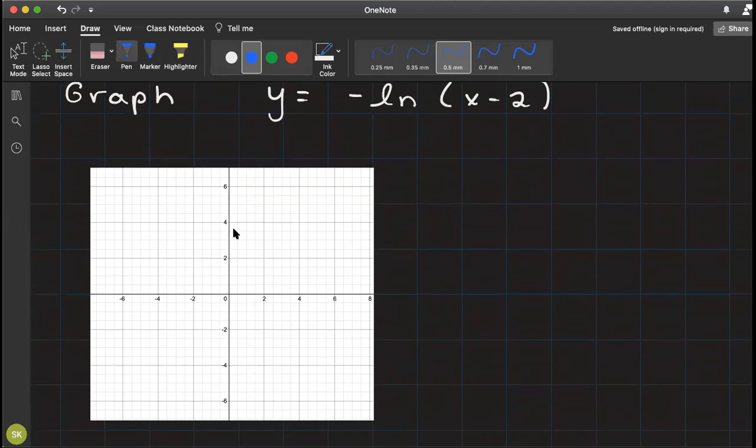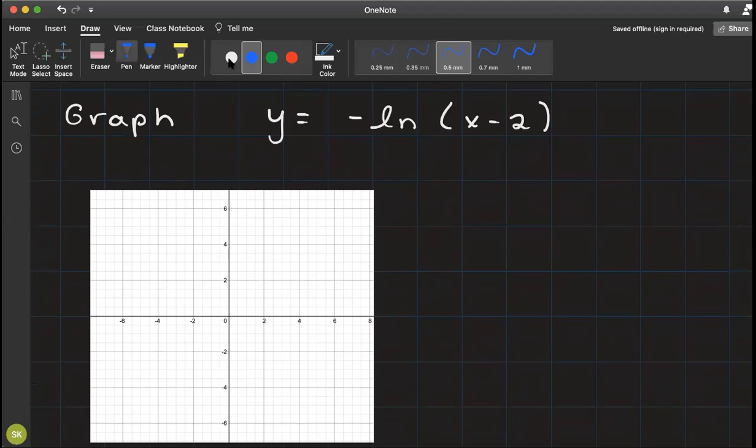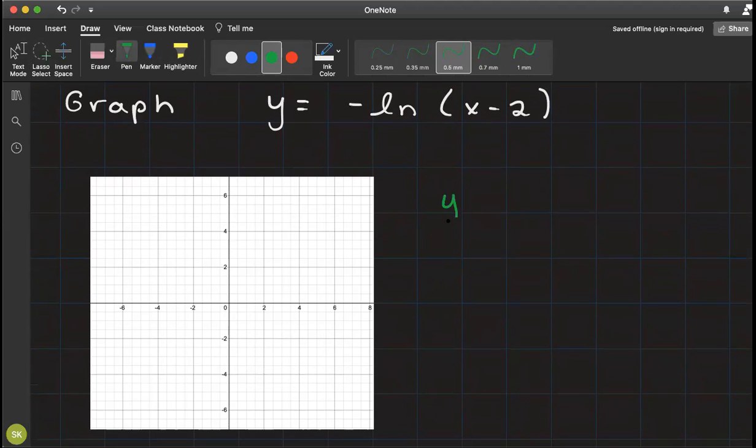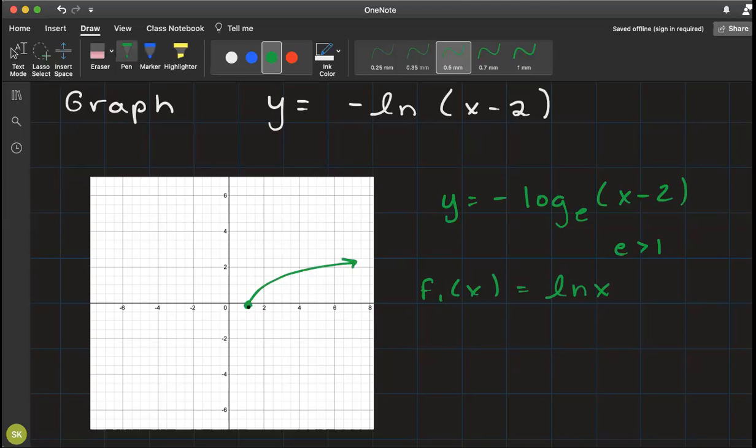Now I want to graph a logarithm like this, just so that we have some practice with it. So we want to graph y is equal to negative ln of x minus 2. Remember that this is the same thing as negative log base e of x minus 2. This number e is greater than 1. So if we choose a parent function, let's say f1 of x is equal to log base e, or just ln of x, this is going to go through the point 1, 0, and it looks something like this. We're just sketching. It doesn't have to be perfect, but we definitely know that all logs go through this point.